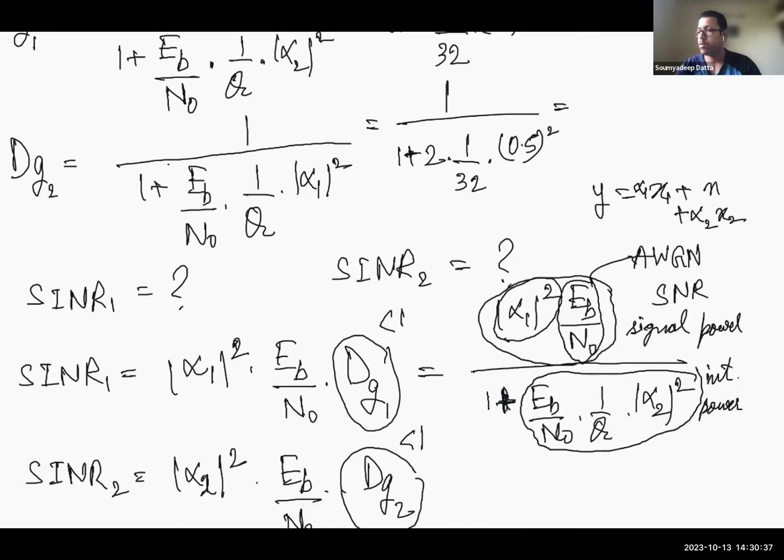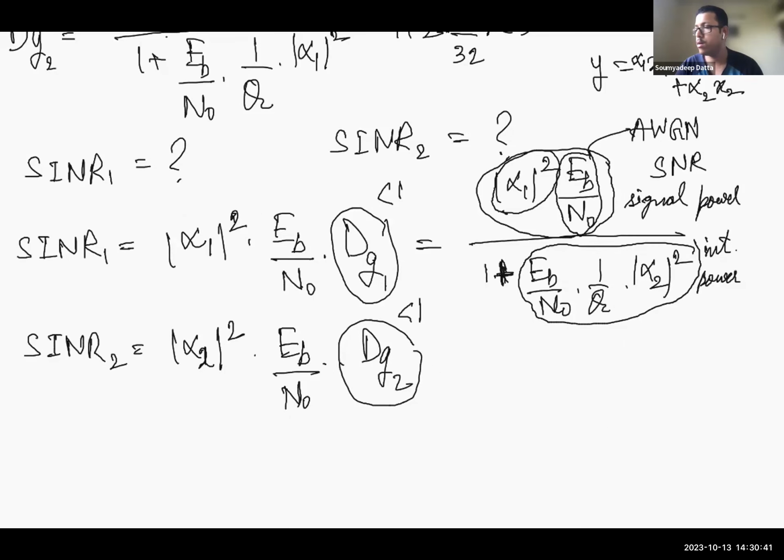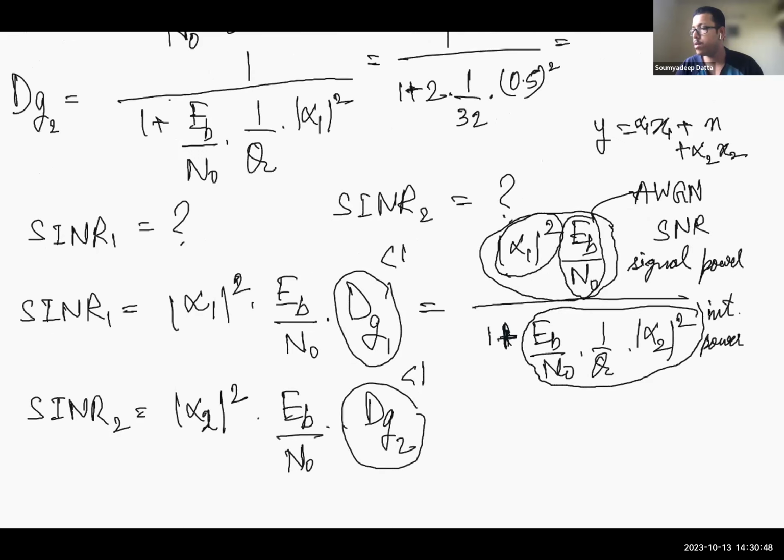So you have AWGN SNR. You multiply that with channel gain, which is mod of alpha 1 square. So this is signal power. And then you get interference power in the denominator and your noise is 1. So this is the SINR expression which we all know.